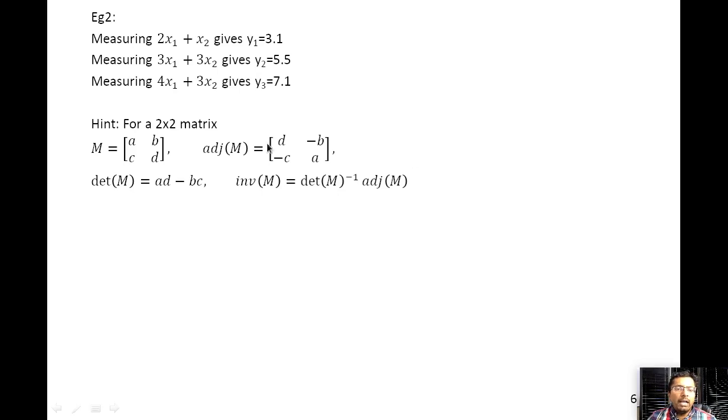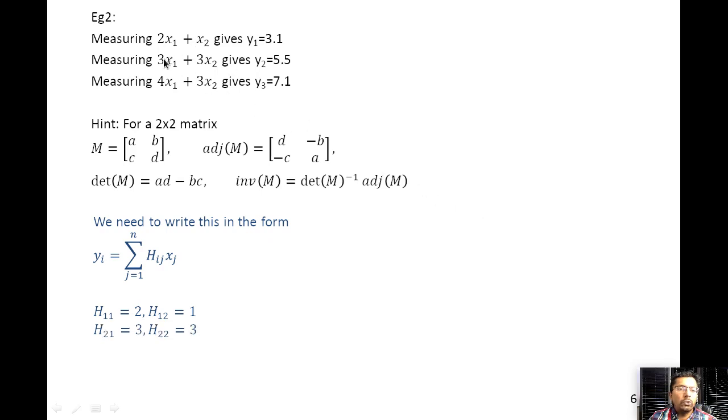So coming back, we are going to write this in our standard form. The first equation is going to be k equal to 1. And then this is going to be i equal to 1, i equal to 2. So then we can write this in this form: y i is the sum of h ij xj. That means from the first equation I get h11 would be this term, 2. H12 would be this term. H21 is 3. H22 is 3.